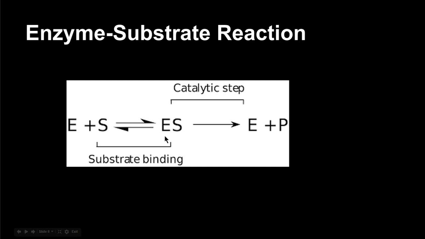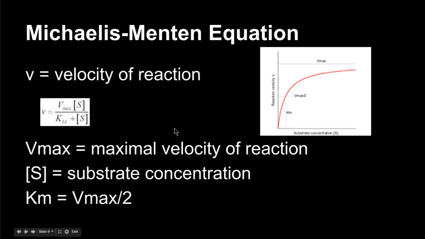If I have a low Km, which we'll see in a minute, that means that this binding will occur very readily. And that can transition me into this next point, which is the Michaelis-Menten equation. If you haven't heard of Km just yet, I'm going to go through that here in a minute. But essentially, let's start at the beginning. I'll backtrack a little bit.